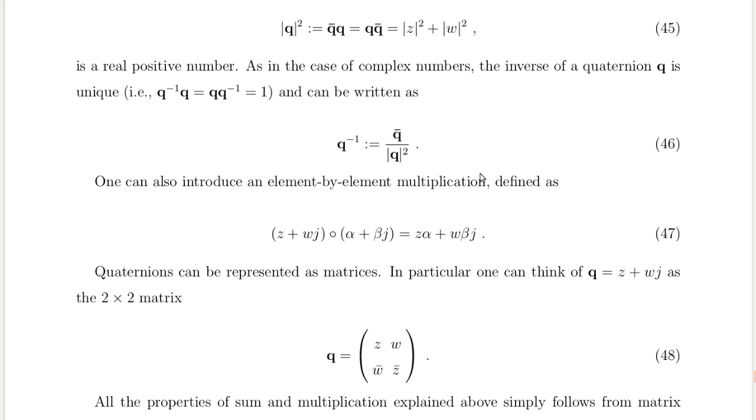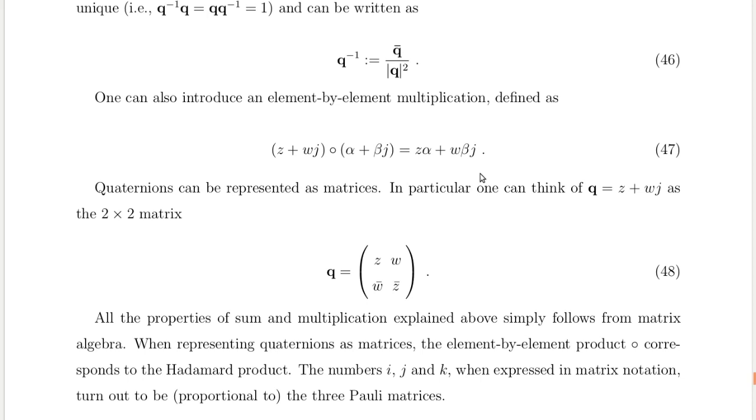So complex numbers can be represented as vectors. Quaternions can be represented as 2 by 2 matrices. So in general, a quaternion equal to z plus wj has the following 2 by 2 representation. And all the properties of the sum and the multiplication that I explained above are equivalent and simply follow from matrix algebra. And so the element by element multiplication corresponds to the Hadamard product, which corresponds to multiplying matrices by multiplying their entries.